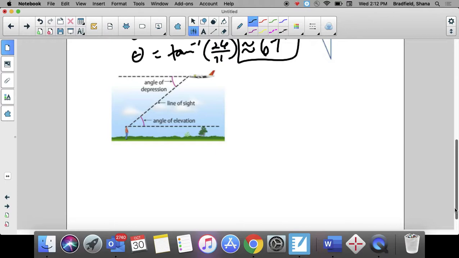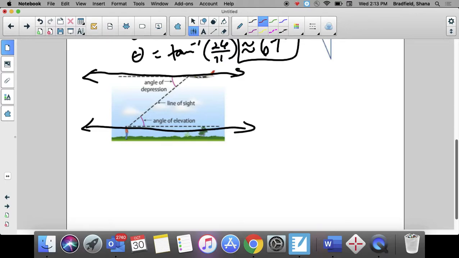Okay, so actually the picture below here goes with the next questions, and that's talking about angle of depression and angle of elevation. We have to think of this as two parallel lines. If you can remember back from geometry, we have two lines. I'm going to make them parallel, and put a little parallel marker here, cut by a transversal.